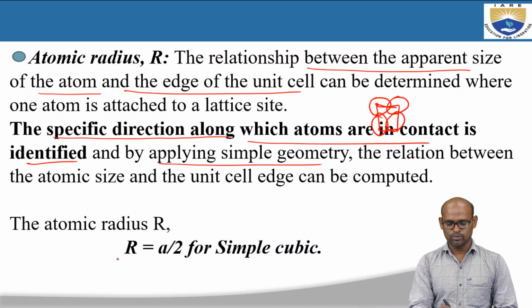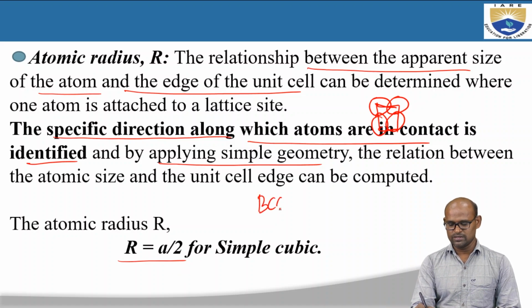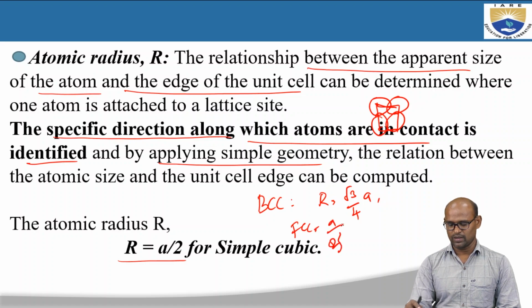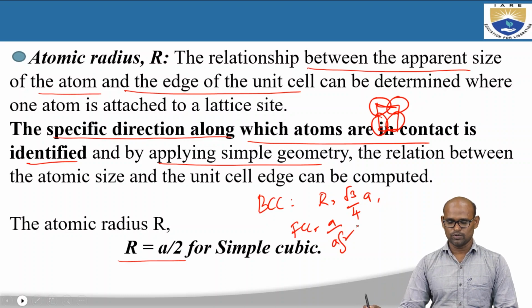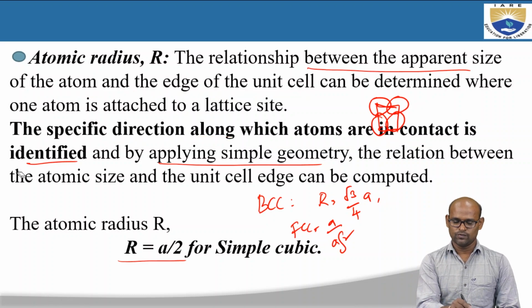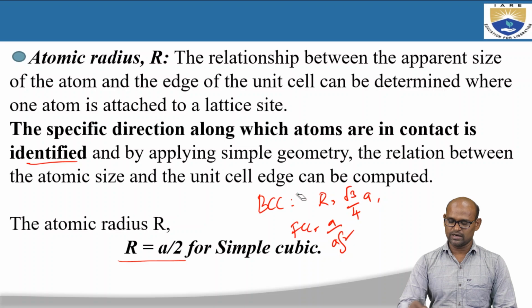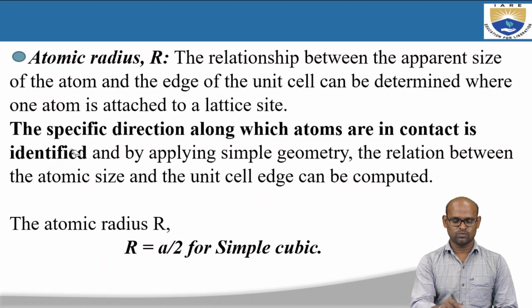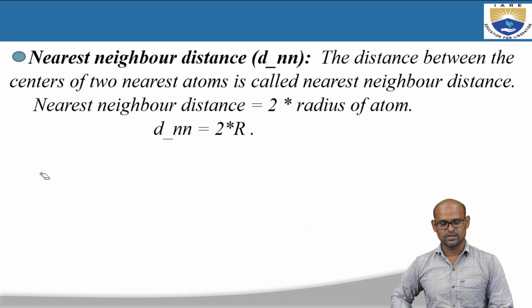For a simple cubic unit cell, the radius of atom is a by 2. For BCC, radius of atom is square root 3 by 4 into a. For FCC, the radius of atom is a by 2 root 2. So this is radius of atom in simple cubic, body centered cubic, and face centered cubic unit cell. To find out the radius, we must know the direction along which atoms are in contact. Once we know that, then we can find out the radius of each atom.